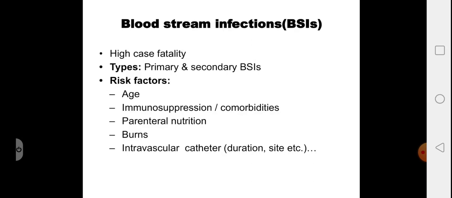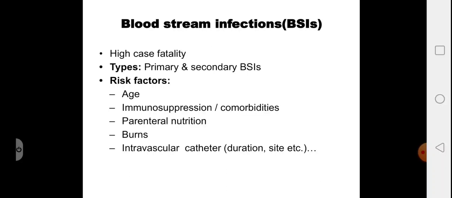Bloodstream infections carry high case fatality. There are two types, primary and secondary bloodstream infections. Primary bloodstream infections, here the infection is starting within the blood itself. There is no other source of infection. Whereas in secondary bloodstream infection, the bloodstream infection is secondary to another site of infection. That is, there might be a bone and joint infection from where the pathogen has seeded into blood, or a urinary tract infection from where the pathogen has seeded into the blood.